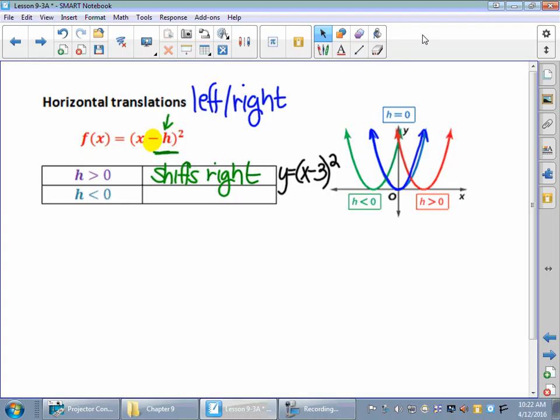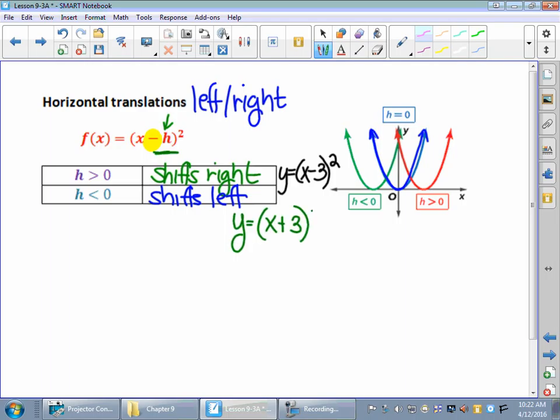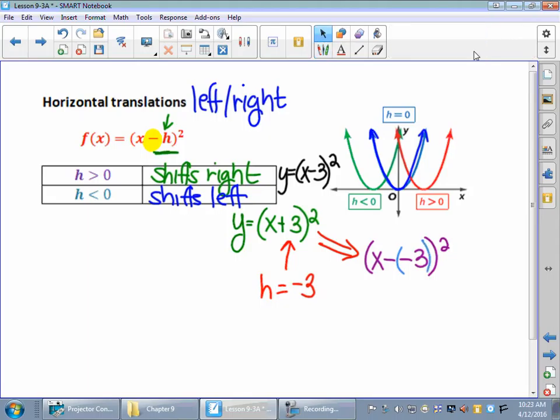If my h value is less than 0, my parabola shifts left. An example for this one might be y equals x plus 3 quantity squared. Well, my h value here, I leave the negative behind, so the only way to take that out is to use the opposite sign. Like that would be x minus a -3. So that shifts to the left. You have to really watch that sign thing for horizontal translations. Be careful on that.